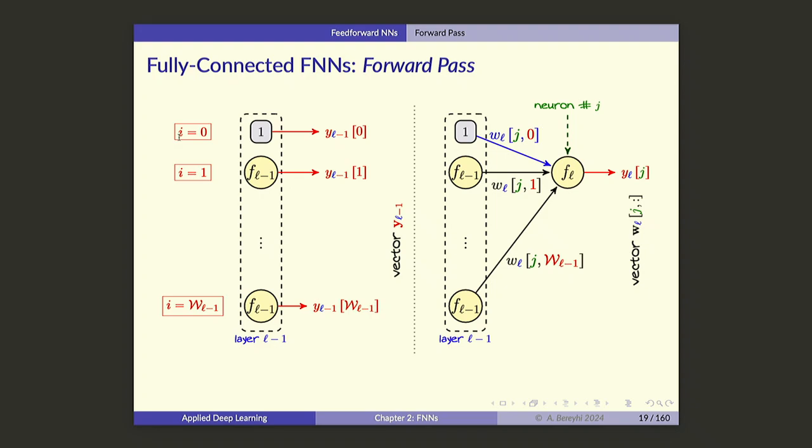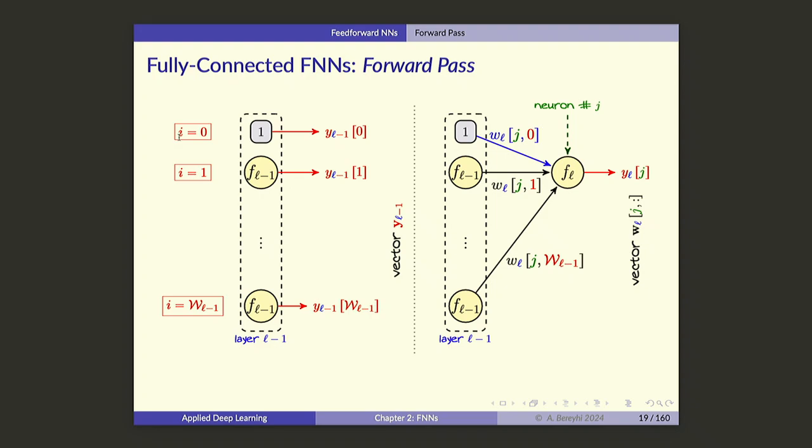Y, here I equals 0. What is the output of this node? 1. So that guy is 1. And then w, the weight, j and 0 is bias. Great. OK, so you got the idea. This is how we're going to formulate everything.